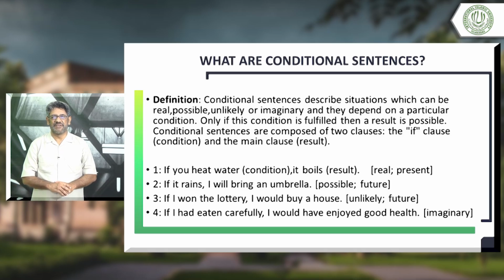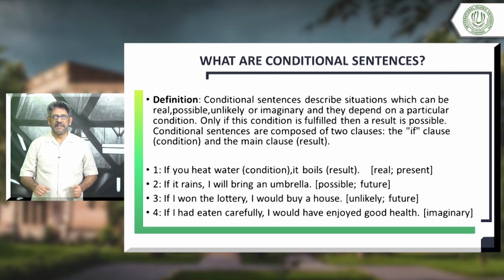Now look at the other one. If it rains, I will bring an umbrella. What does this mean? If it rains, I will bring an umbrella. This is a possible future situation. If it rains, I will bring an umbrella. So the condition of bringing an umbrella is on rain. Okay, you can easily see that if it rains, again the simple present has been used there. I will bring, so it's different. Okay, we have will, we have the future tense here.